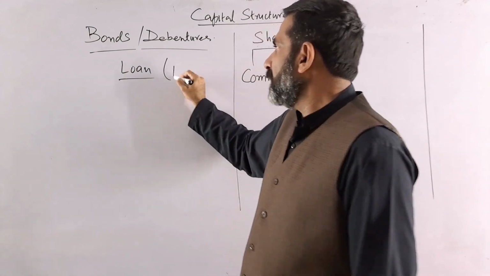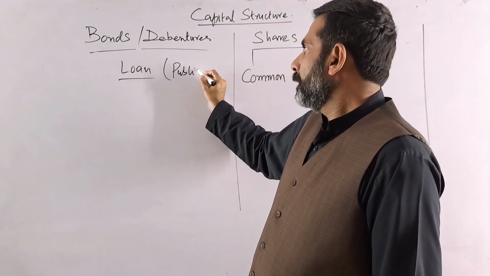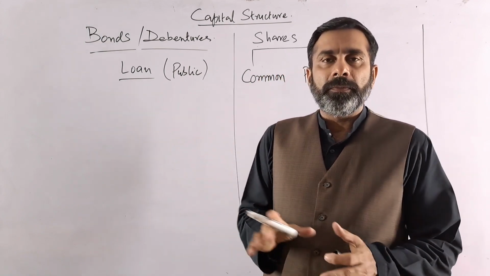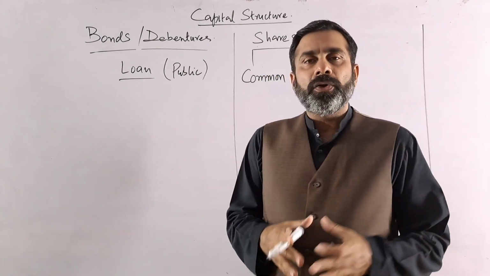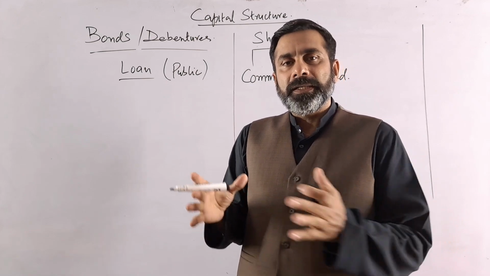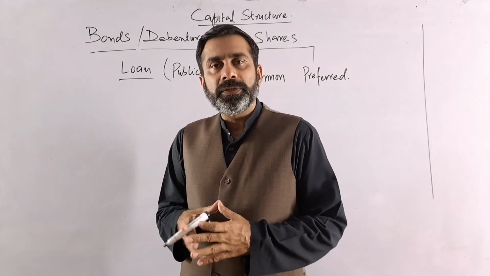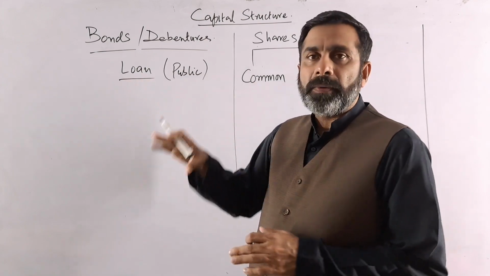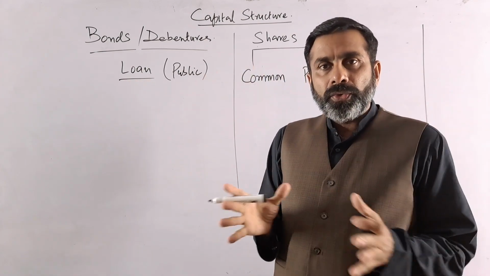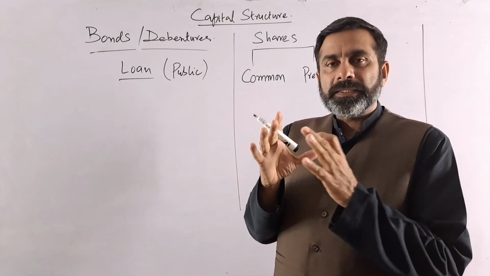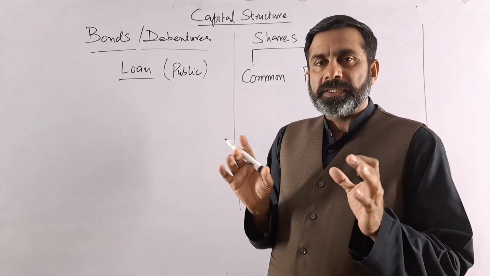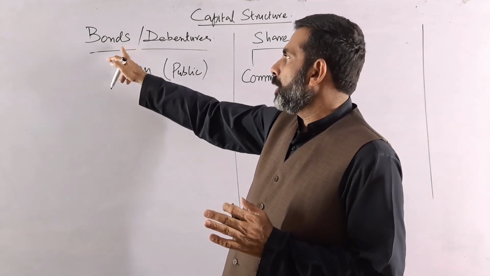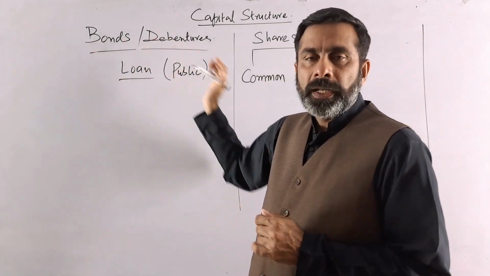Now, a loan, especially from the public, is not a loan from one source. Normally, it is a loan from a bank, an insurance company or some financial institution. It is not that. It is a loan from the public. Means a total loan, just like capital, is divided into small pieces, and those small amounts are called bonds or debentures.